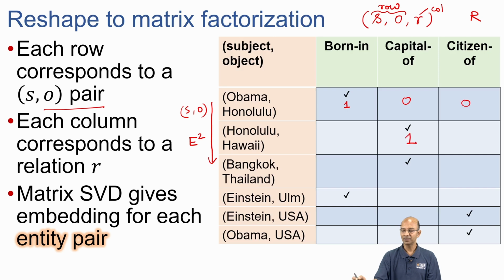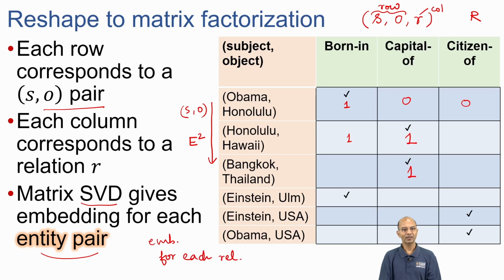Honolulu is the capital of Hawaii, but Honolulu was not born in Hawaii in any usual sense. Bangkok is the capital of Thailand. So that's how these bits are filled out. Once again, you see that this matrix is likely to be low rank because similar relations like born in and citizen of are going to have similar columns. This is exploited by taking this matrix and subjecting it to singular value decomposition. This gives us two sets of embeddings. One is an embedding for each entity pair and the other is an embedding for each relation, as before.